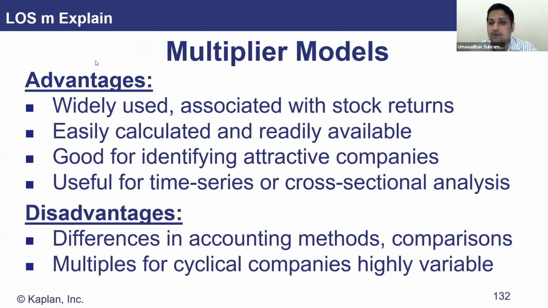Right, and multiplier models, we know the advantages. It's widely used and associated with high stock returns. In the earlier discussion, we said companies with low price to book value multiples or low price to earnings multiples tend to outperform growth stocks. They are easily calculated and readily available, good for identifying attractive companies. How would you identify attractive companies? Just a quick question for you. How would you identify an attractive company based on multiplier models?